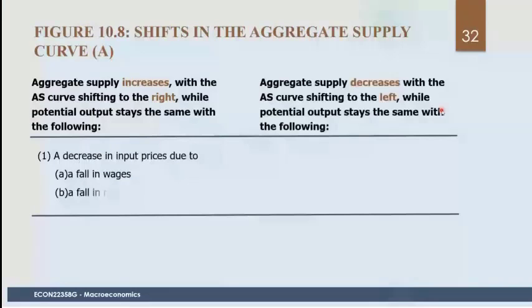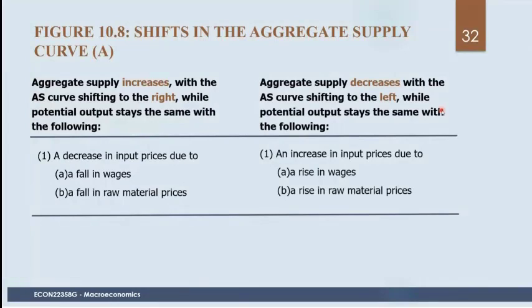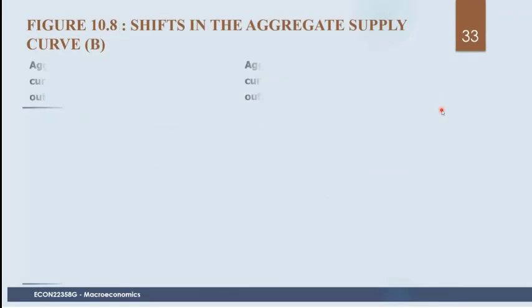So a decrease in input prices would result in the aggregate supply curve shifting to the right. This could be due to a fall in wages, a fall in raw material prices, and the opposite for when it would shift to the left. So if there's an increase in wages or input prices, or a rise in the price of any inputs, raw materials, copper, whatever is used for that, that would shift it to the left.